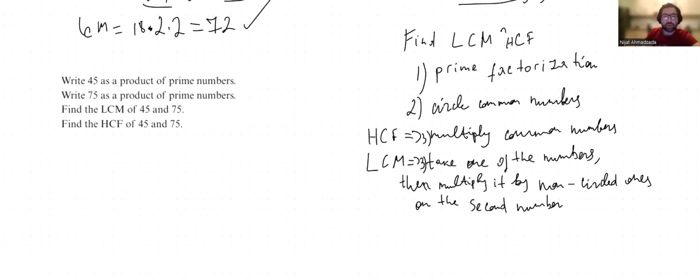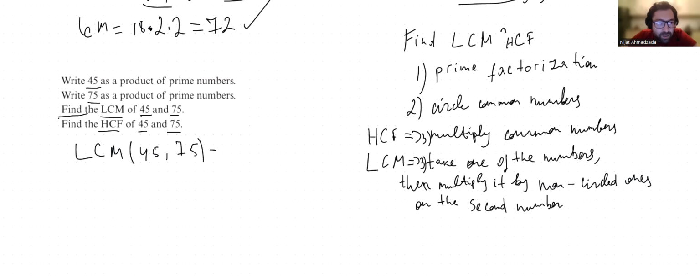Hello, guys. Now we're gonna work on a real example from your learning book. We have to write 45 as a product of prime numbers and 75 as a product of prime numbers. We will do that later, because we need to find the LCM of 45 and 75, and the HCF of 45 and 75.